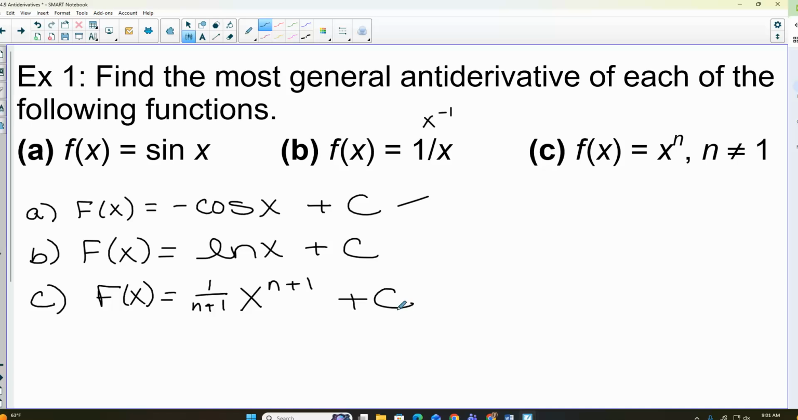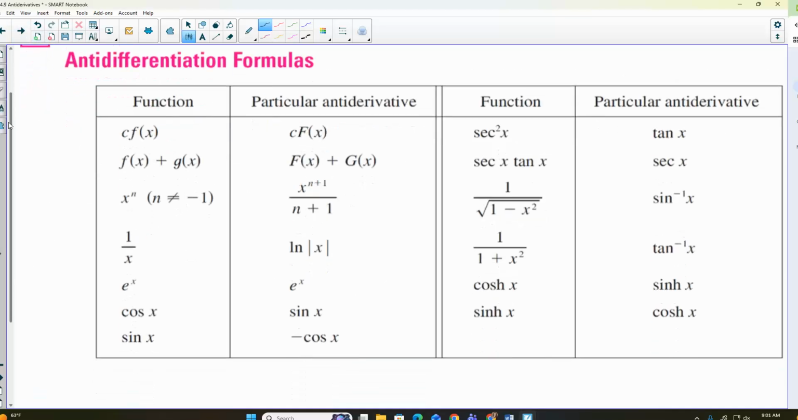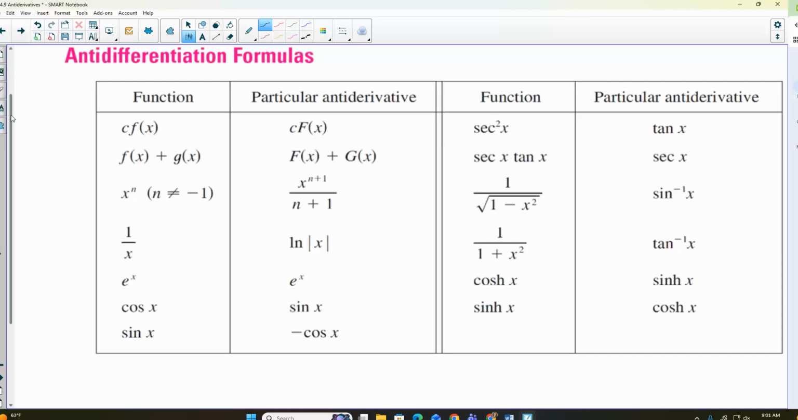All right, so the next slide is just a table of a lot of different antiderivatives. We know that when we did the derivative of a function, if it had a constant in front, we just kept the constant, so the same thing works with antiderivatives. If it's multiplied by a constant, we can just keep that, it just trails along. If you have things added together, we knew that we could do the derivative piece by piece, so we can also do the antiderivative piece by piece.